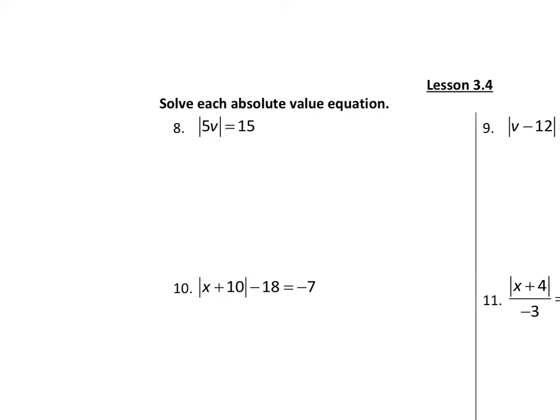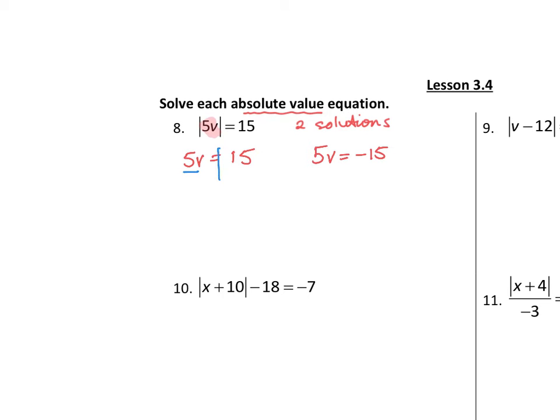All right, now we're getting into lesson 3.4. So solve each absolute value equation. Hopefully by now you know that absolute value equations always have two solutions, so we're looking for that positive and negative direction on the number line. Always start by deciding, is there anything we need to move away from the absolute value? There is not here, so we are ready to split this apart: 5v equals 15 in the positive direction, or 5v equals negative 15.